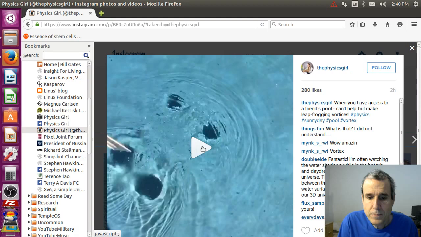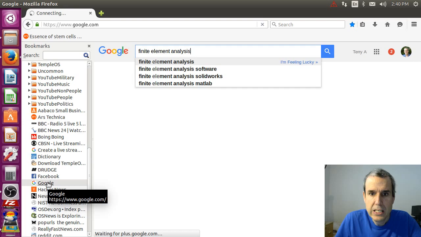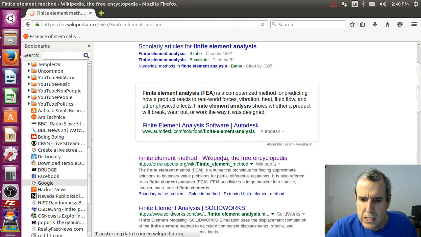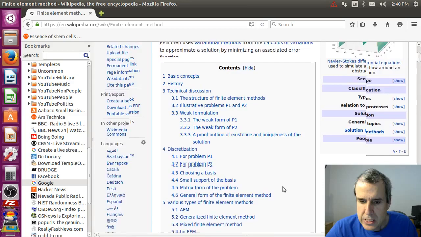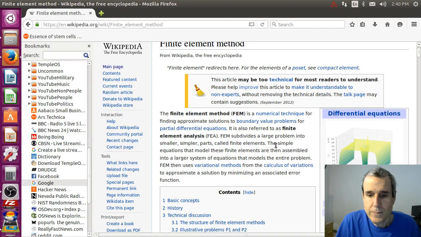Would you call this partial differential equations? Well, I think it's finite element methods, diagonal matrices. FEMs. Yay. I've never done these. I did partial differential equations for heat. That's pretty easy.